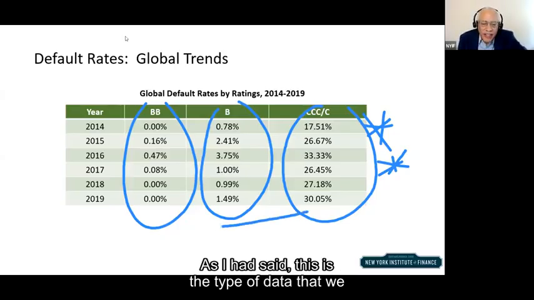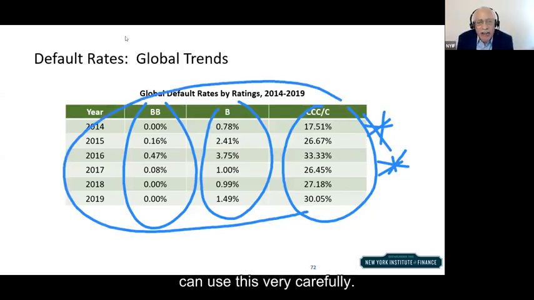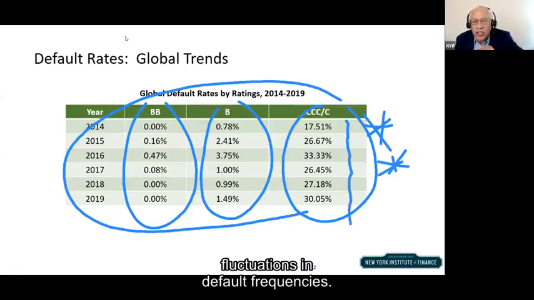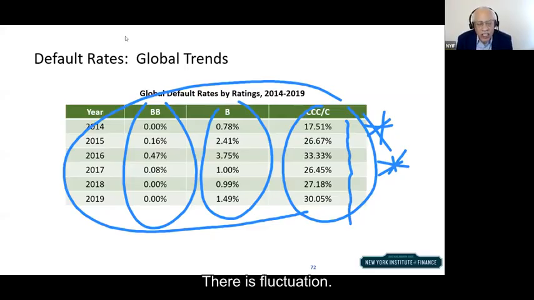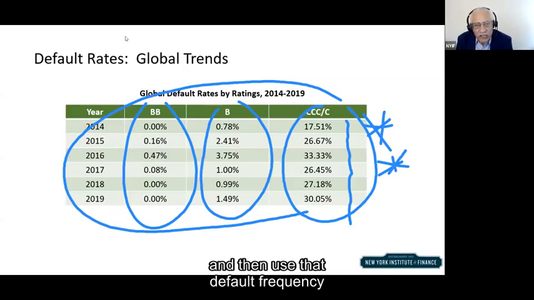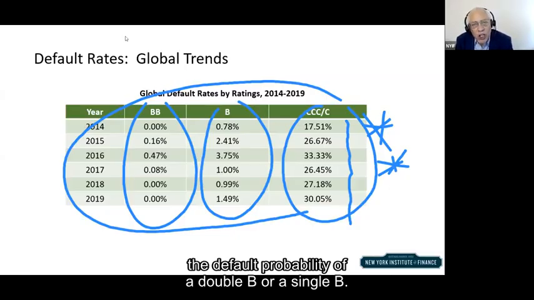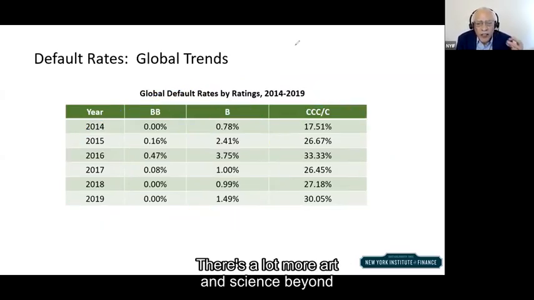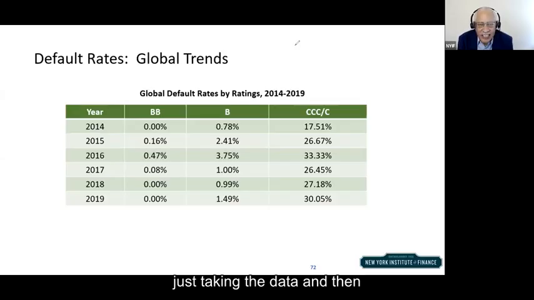Now, as I had said, this is the type of data that we're going to use very carefully. You see, from year to year, there are fluctuations in default frequencies. Then I could take an average, I can take a weighted average, and then use that default frequency to determine what should be the default probability of a double B or a single B.